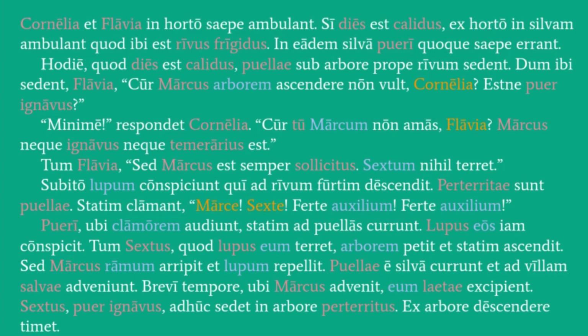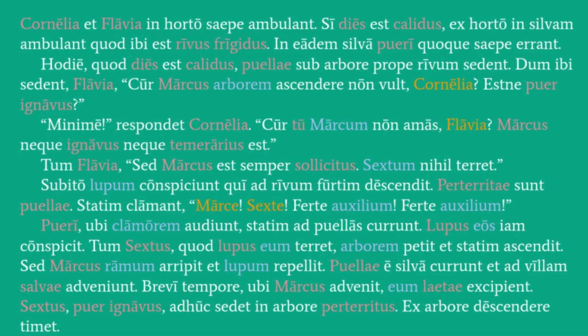Tum Sextus, quod lupus eum terret, arborem petit et statim ascendit. So then Sextus, because the wolf scares him, so lupus terret eum. Lupus is my subject, terret is my verb, eum is my direct object. Because the wolf frightens him or scares him, he looks for a tree, arborem petit. Again, arborem is the direct object, so my subject is still Sextus. He petit, he looks for a tree, and immediately ascendit, climbs, meaning climbs it or climbs the tree.